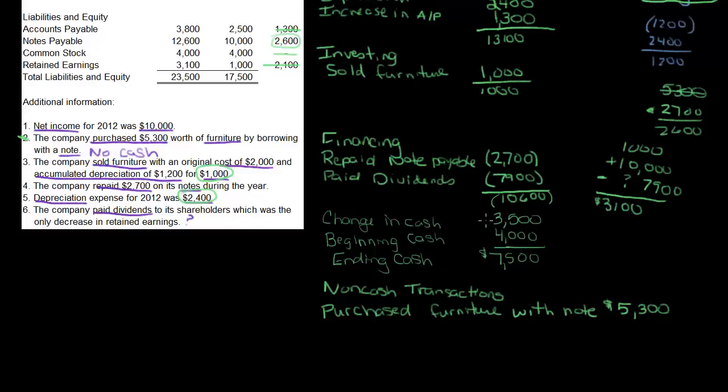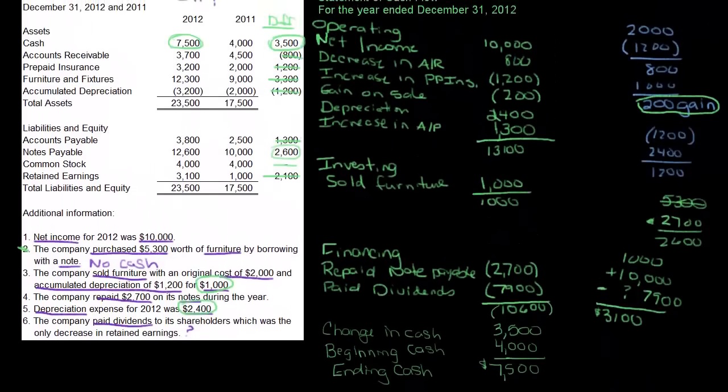That gives me my change in cash of $3,500. Add my beginning cash to that and gives me my ending cash. And then we also have a note down at the bottom, non-cash transactions. We purchase furniture with a note. Remember, that doesn't affect my cash, of $5,300.